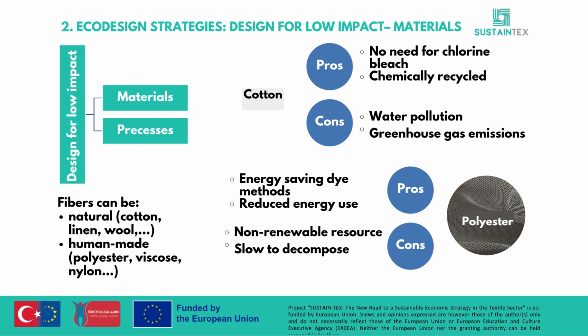Cotton and polyester are among the most popular and widely used fibers in textiles, so let's compare them. Thanks to its light color, cotton can be bleached, before dyeing, with hydrogen peroxide, which is safer than chlorine bleach. In addition, due to its cellulose content, cotton can be chemically recycled and processed into viscose or lyocell fibers.